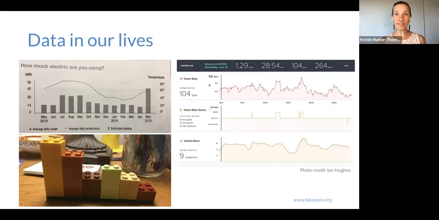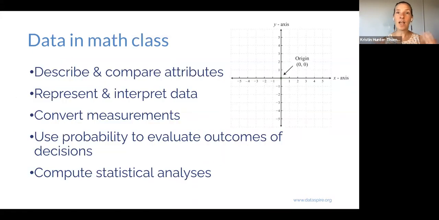Data shows up in our lives too. Yes, this was my electricity bill back in May of 2019, and the electricity company had no problem charging me a lot more money for May 2019 than what they did in May 2018. And reading the graph, I was able to save some money. That's a side note. But data are showing up on our Fitbits, on our phones, all around us in our daily lives here in the 21st century.